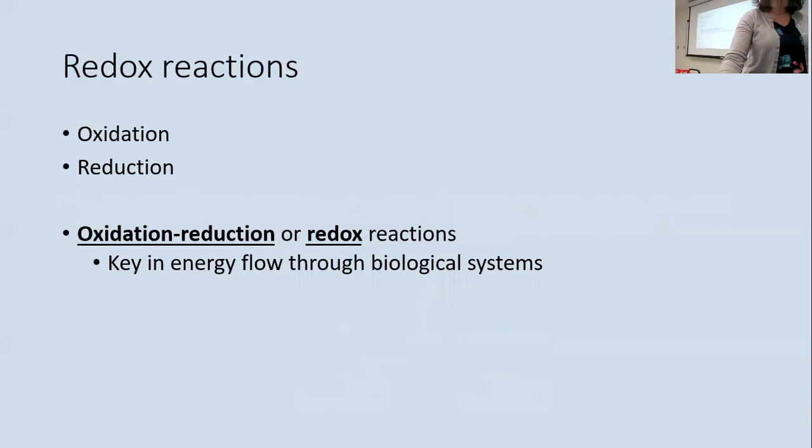So we just refer to these collectively, right? We just call them redox reactions, because if one is happening, the other is happening. And these reactions are actually really key in energy flow through systems, right? As these electrons kind of pop on and pop off of things in systems, they're moving energy through biological systems. So we'll see redox reactions happening quite a lot. So just to make sure those terms stay a bit fresh.